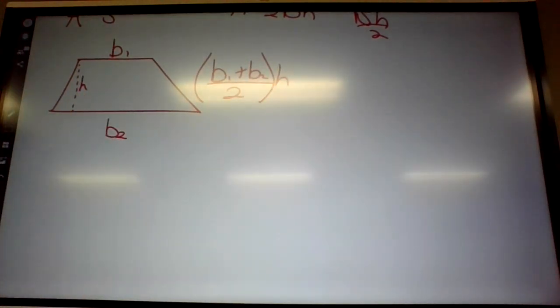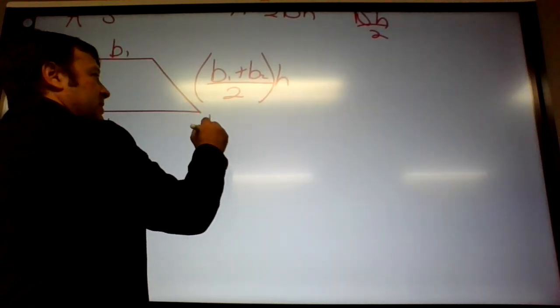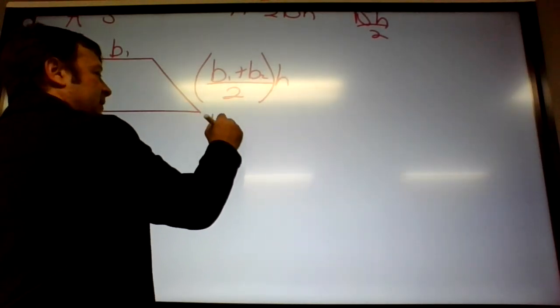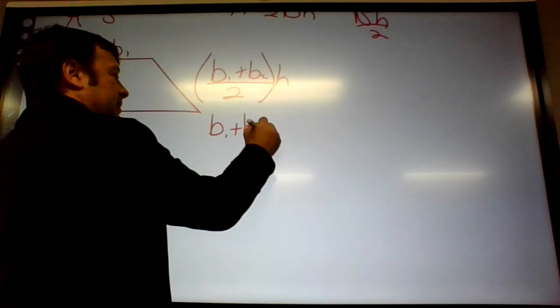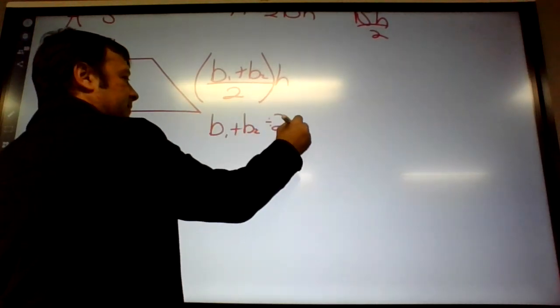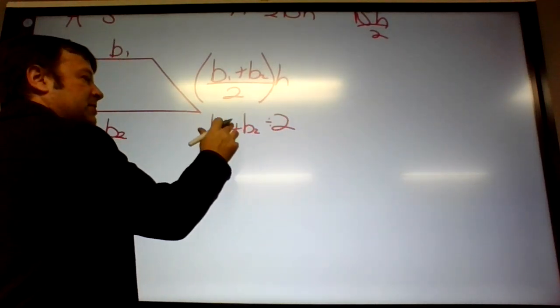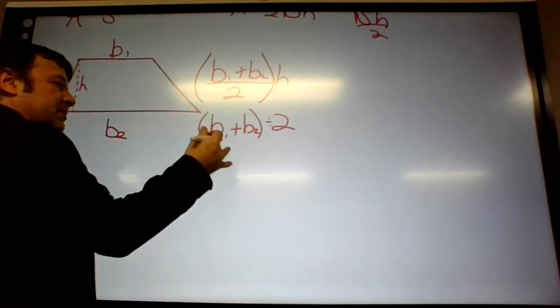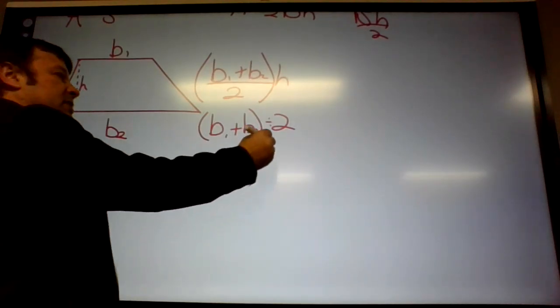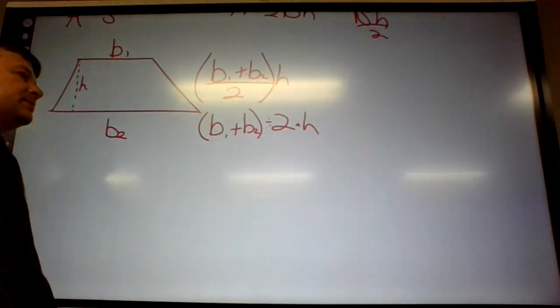It depended if you put parentheses or not. If you plug this in the calculator, you would get it wrong because you need to average the bases. You need to add the bases first, so that would get it right. Times the height.